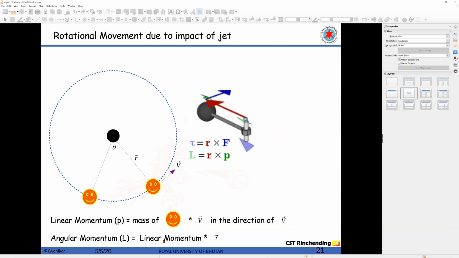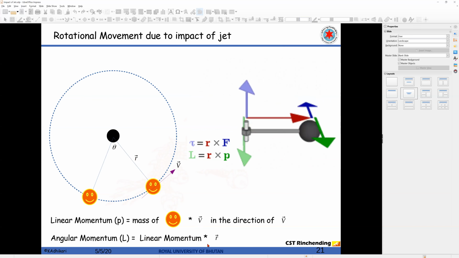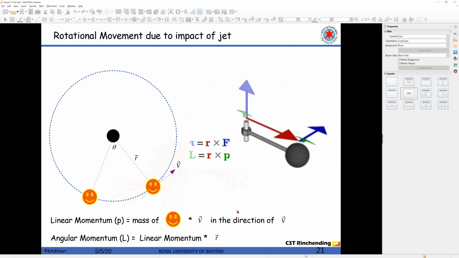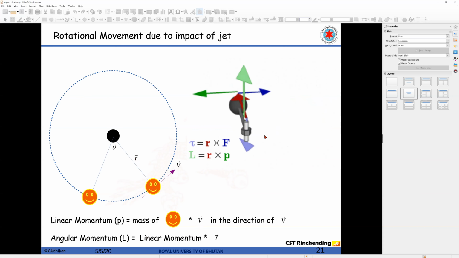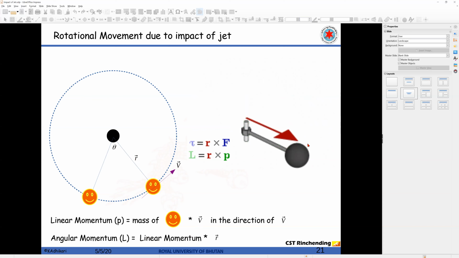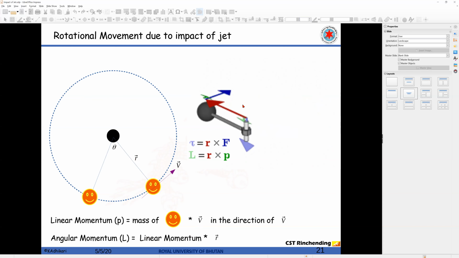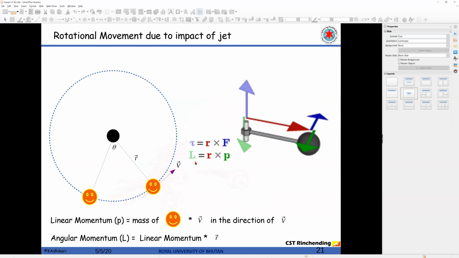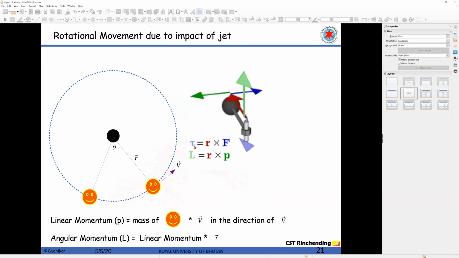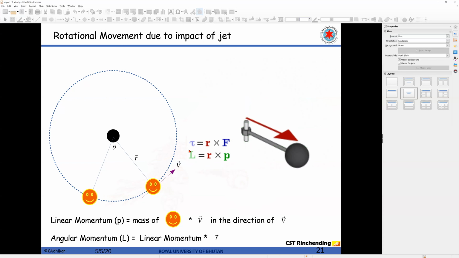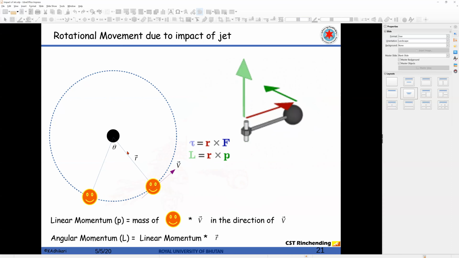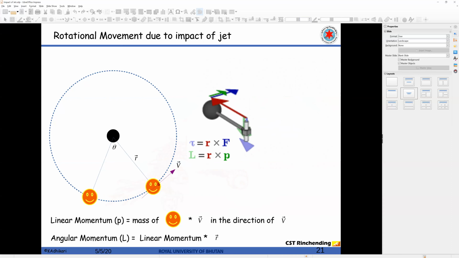Further, the direction of angular momentum is given by the right hand thumb rule, which is, you just observe this figure. Make your fingers curl in this orientation, and the direction of your thumb would give the direction of your angular momentum. Tau here represents the torque, given by the force times the radius vector, and likewise L is the angular momentum given by the radius vector times the linear momentum.